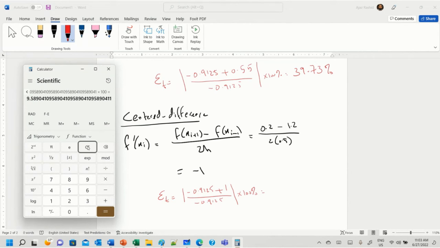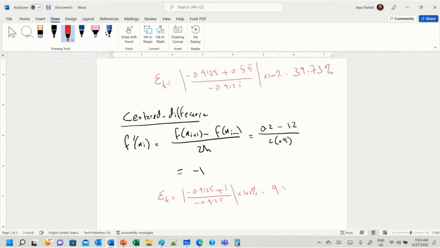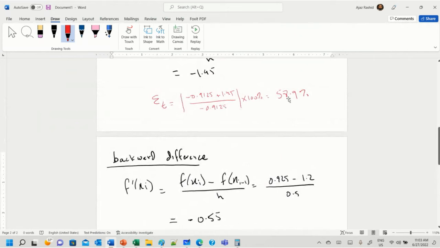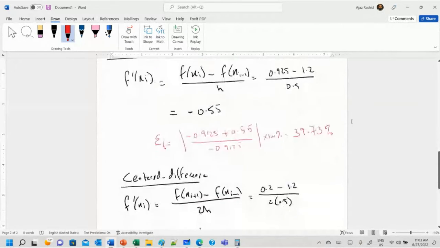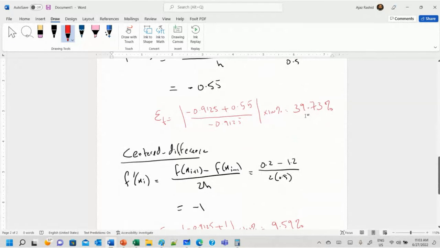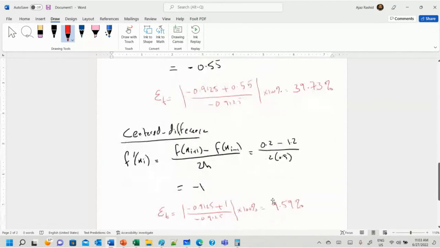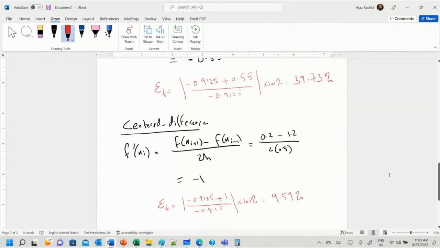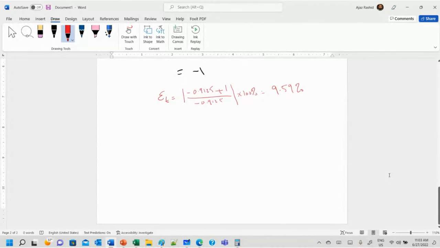So that's 9.59. We can see that using forward difference, we got an error of 58.9%. Using backward, we got 39.73%. And center difference, of course, which is the best one, gives us an error of only 9.59%.